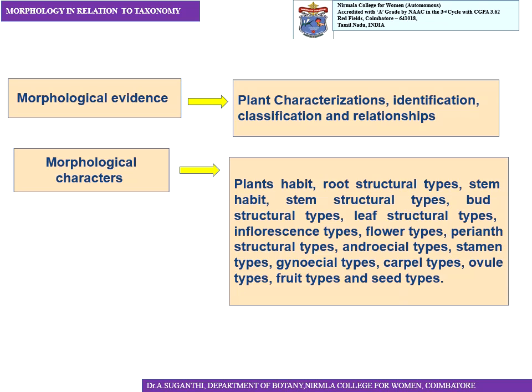Morphological characters are plant habit, root structural types, stem habit, stem structural types, bud structural types, leaf structural types, inflorescence type, flower types, perianth structural type, androecial types, stamen types, gynoecium type, carpel types, ovule types, fruit type and seed type.